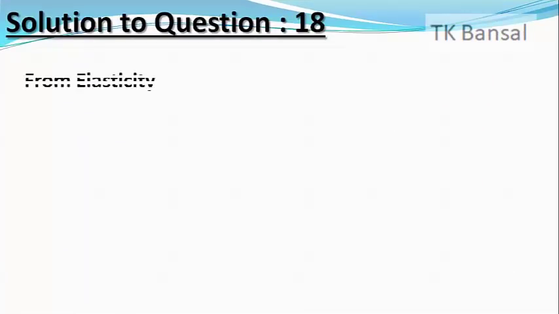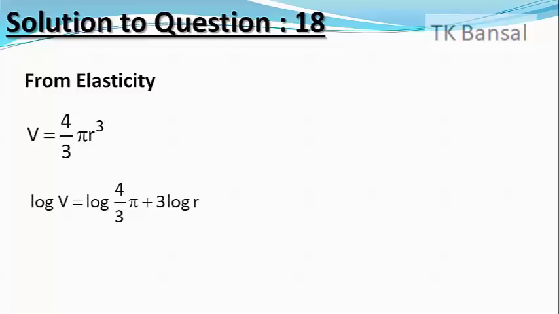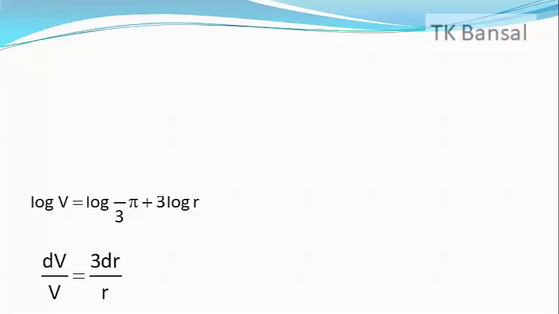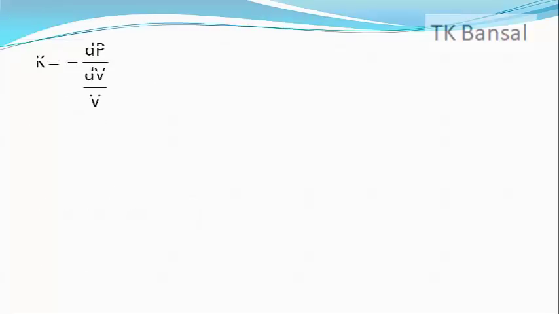This is a very simple question from elasticity. For a solid sphere, we know volume V is equal to 4 by 3 pi r cube. Taking logs, we get natural log of V is equal to log of 4 by 3 pi plus 3 times log of r. Differentiating, we get dV by V is equal to 3 times dr by r. Now, the bulk modulus K is equal to minus of dP divided by dV by V.